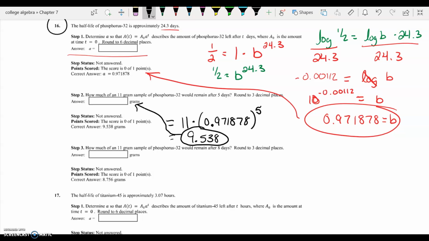That makes sense. And you're going to do the same thing for this one, except for now it's an 11-gram sample. But it's 8 days. And I just want you to type it into your calculator. You should get 8.756 grams.